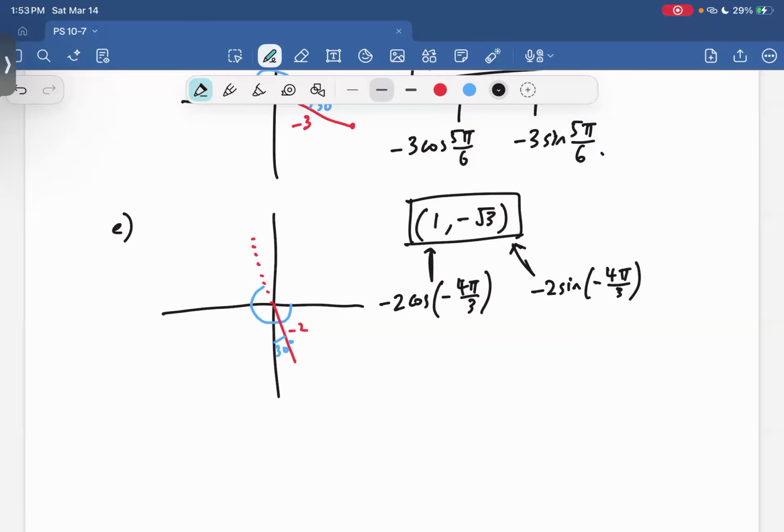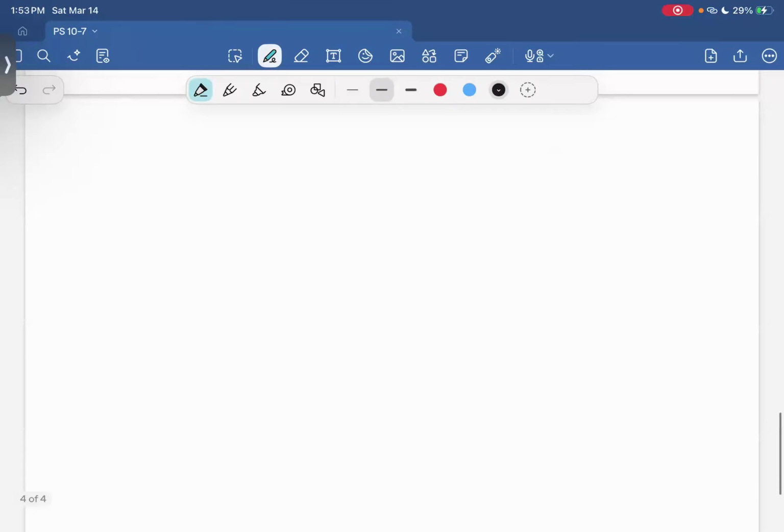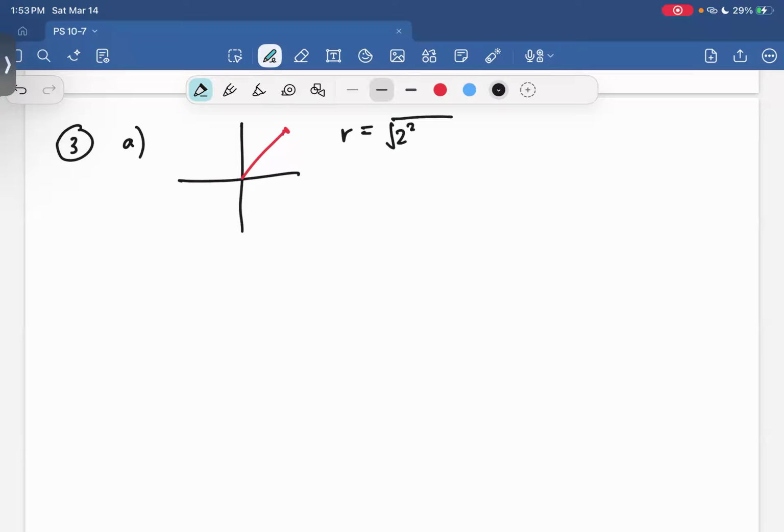All right. Next, let's convert these points to polar coordinates. So part A, we have 2, 2. So that's right here. And so let's think about what the radius is, right? So the radius is square root of 2 squared plus 2 squared, which is just 2 root 2. And based on the graph, theta is clearly pi over 4. So our coordinates are going to be 2 root 2 comma pi over 4.